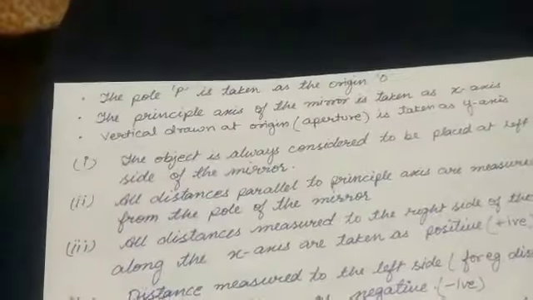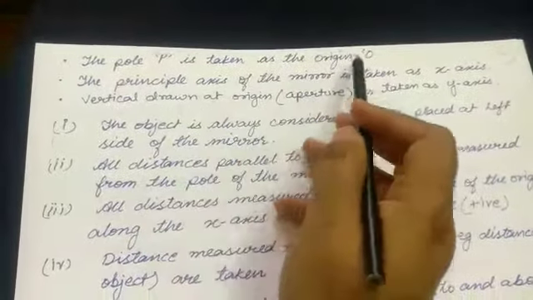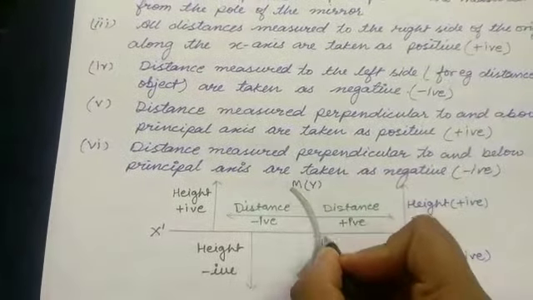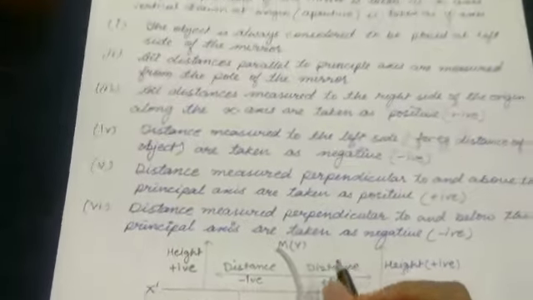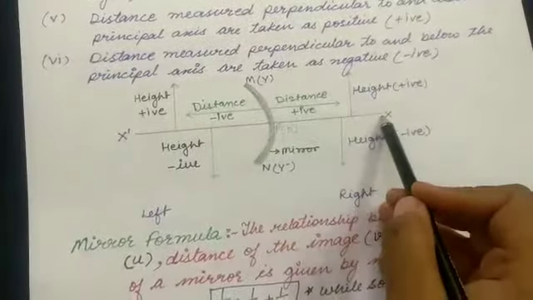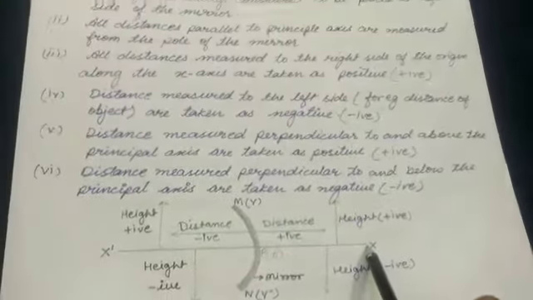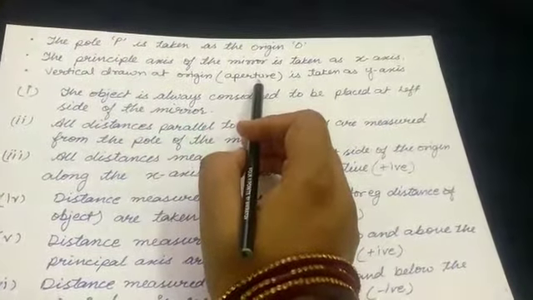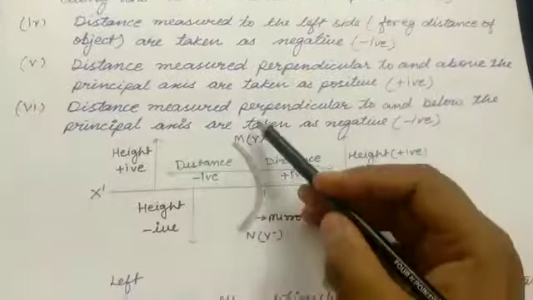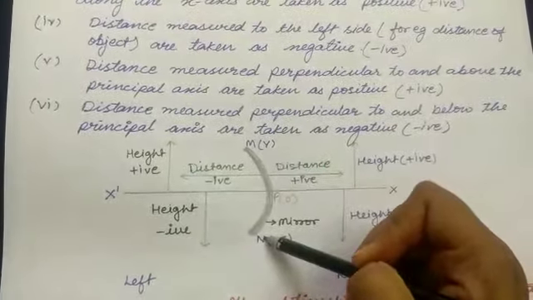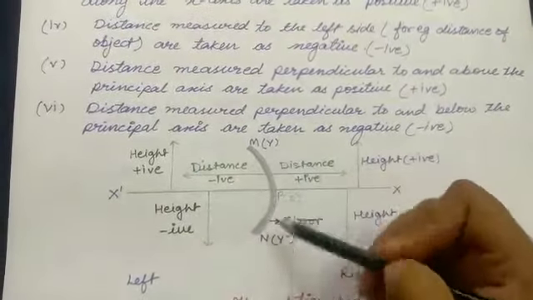For this, the pole is taken as the origin. Here I have shown with the diagram, this is the pole. So it will be considered as O, the origin point. The principal axis of the mirror is taken as the x-axis. A vertical drawn at the origin, or the aperture kept over there, is taken as the y-axis. This is the mirror which is kept perpendicular to the principal axis at the pole. It will behave like the y-axis. This is y and this is y dash.